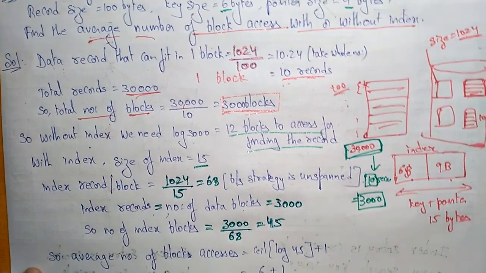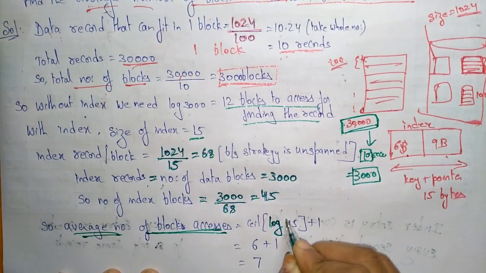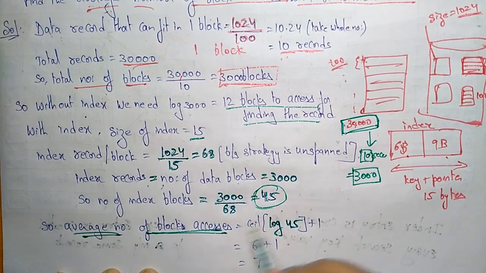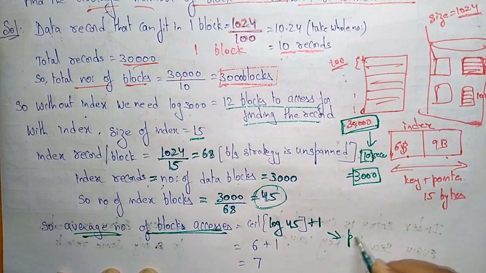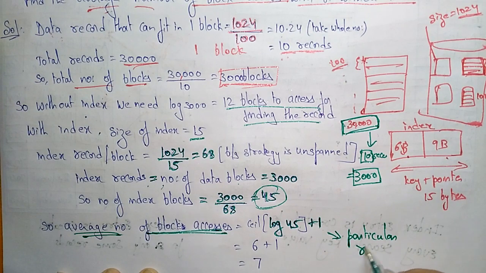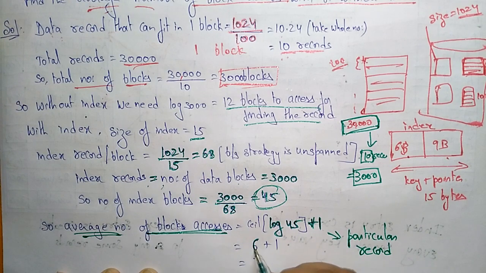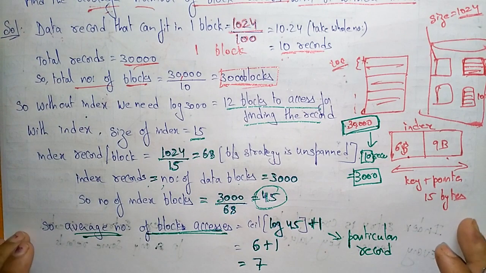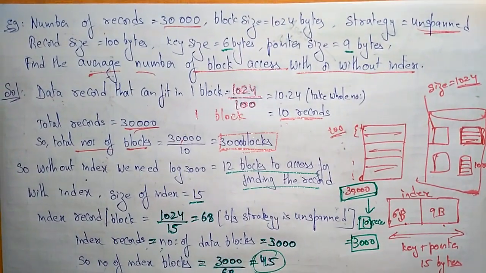Now, to find the average number of blocks accessed, the formula is log n to the base 2, where n is the number of blocks being searched. So log 45 gives 6, plus 1 to reach the particular record, so you get 7. The average number of block accesses is 7. This is how we calculate with primary indexing. Thank you.